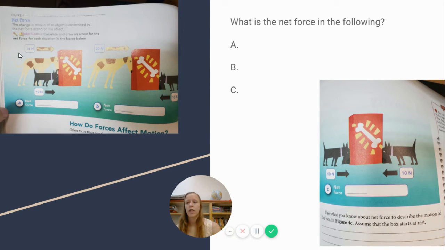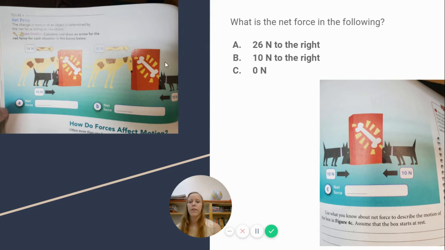Here we have both dogs pushing the same direction, so we will add those together to get 26 newtons to the right. Here we have the dogs pushing against each other, so we subtract the smaller from the bigger. 20 minus 10 is 10, and since the bigger one is pushing to the right, we end up with 10 newtons to the right. Here the 2 dogs cancel each other out.